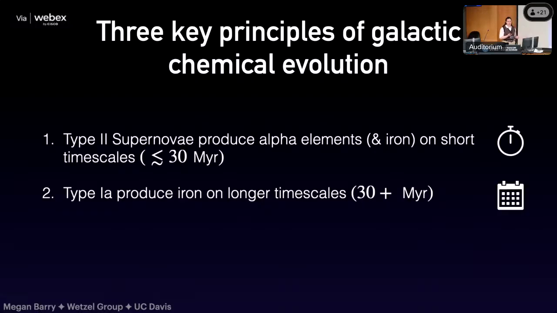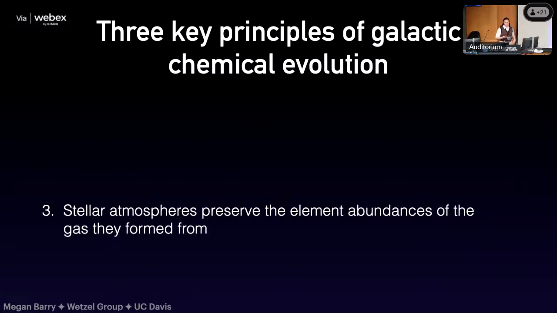So we can kind of think of these two supernovae types as two different scales of timekeeping device. So type 2 supernovae are like a clock or a stopwatch on a short time scale, and 1A supernovae are like a calendar or something like that on a longer time scale. So we can use the different products of these events to try to trace things like star formation history, maybe merger history. That's the concept.